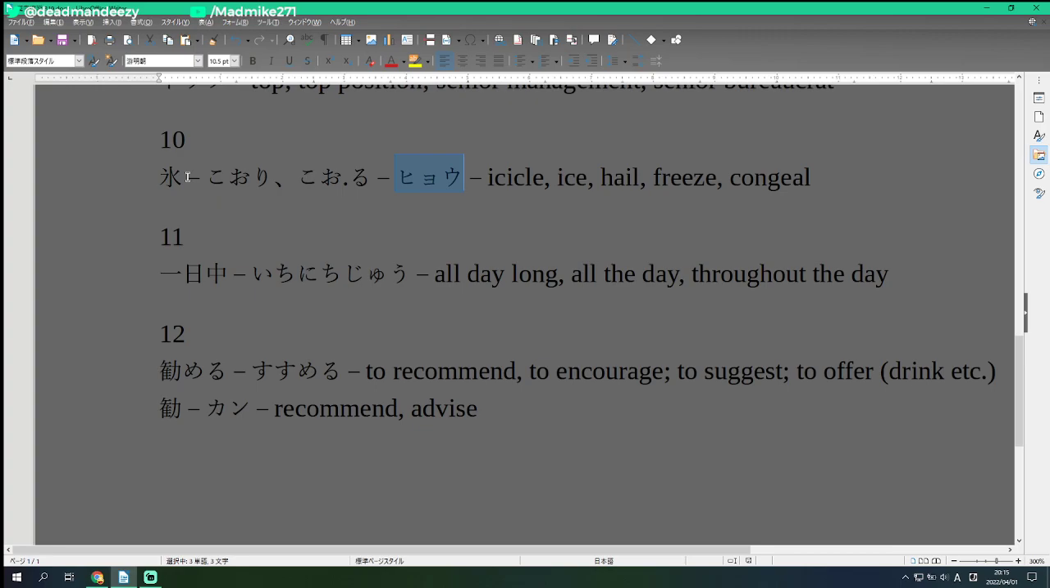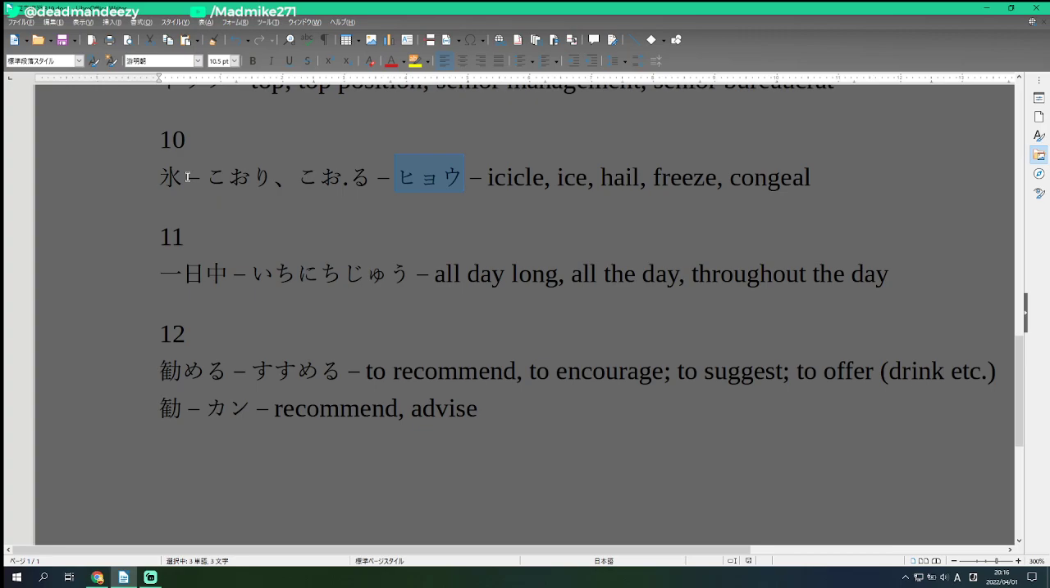or to congeal. Kori. To freeze, frozen, or congeal. Koru is to freeze, our verb. Kori is ice itself. Kori is ice. Koru is to freeze or to congeal.